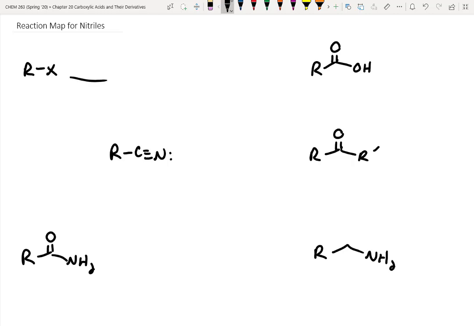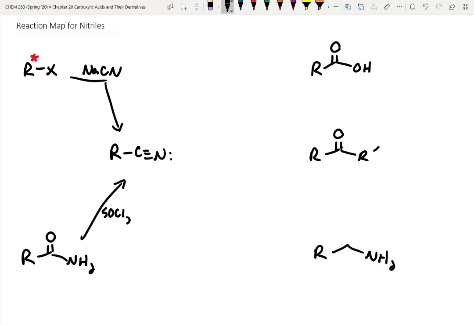So like we saw, we can go from an alkyl halide to a nitrile by treating this with sodium cyanide, but this all depends on this R group being unhindered, right? Because this is an SN2 reaction. If we want to go from an amide to a nitrile, that's when we use thionyl chloride, that's SOCl2. And those are the two primary ways through which we can make our nitrile.